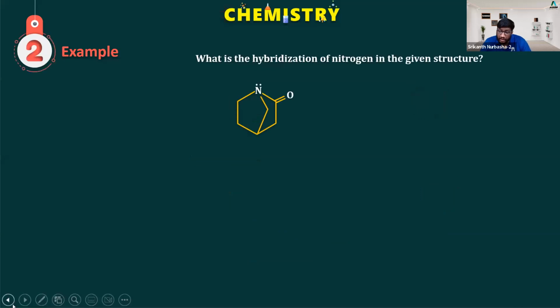Try to compare now. What is the hybridization of nitrogen in the given structure? What is the hybridization of nitrogen in the given structure? How many hydrogens does nitrogen have?